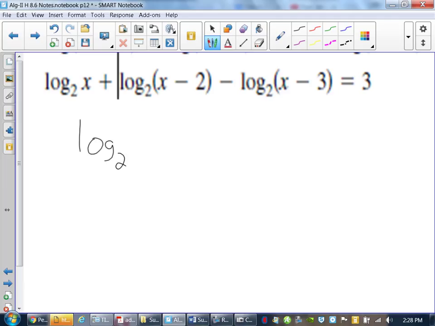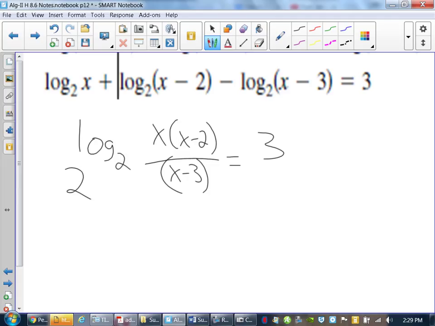So basically what happens here is as you condense it into this: log base 2 of x times (x minus 2) over (x minus 3) equals 3. So you want to do multiplication from left to right, it's PEMDAS. So now, how do you undo the log? Exponentiating by the 2, good. What's 2 cubed?